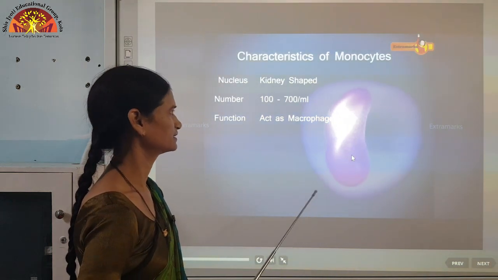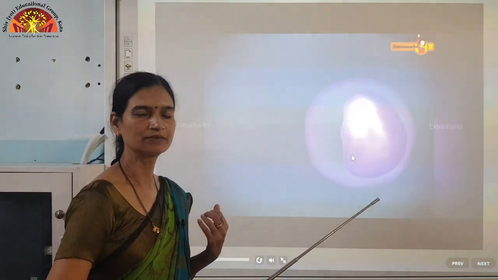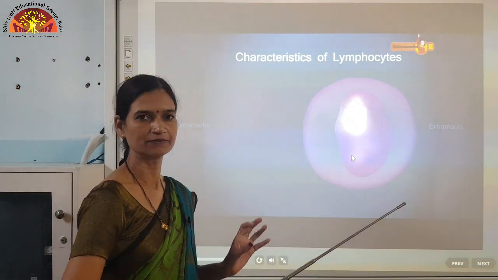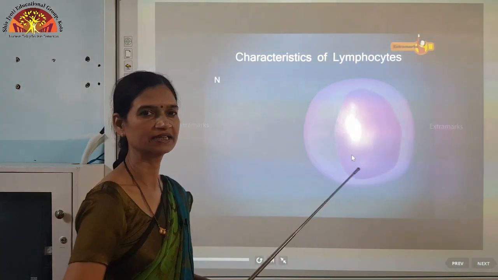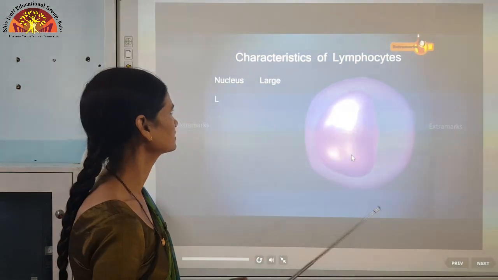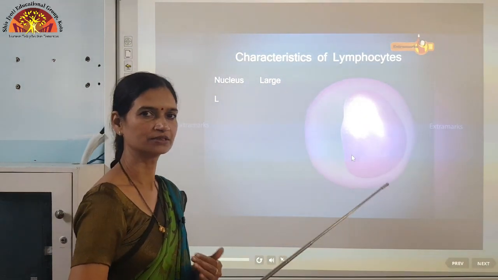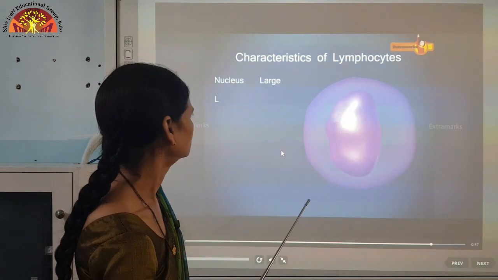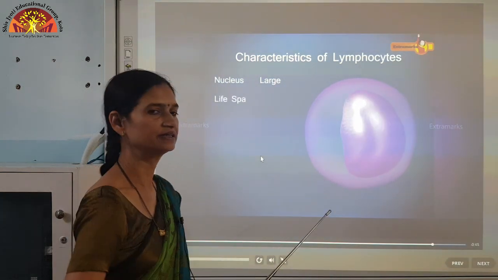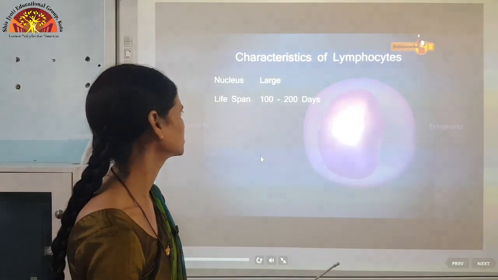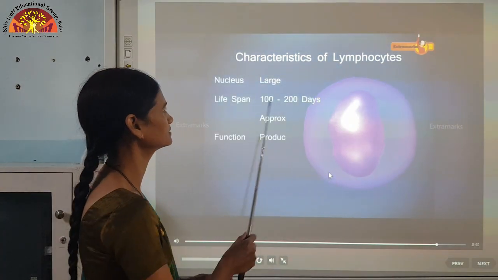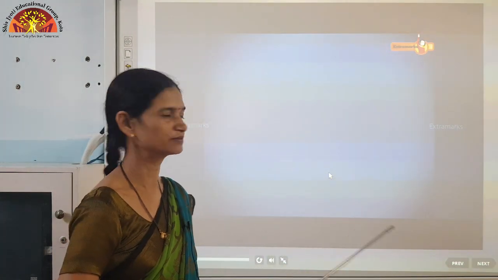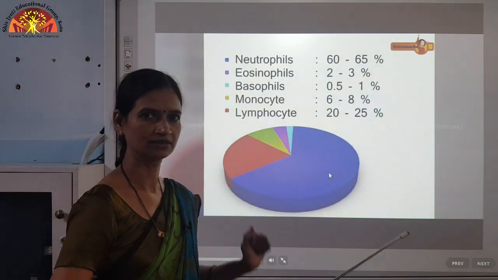Second is lymphocytes. तो lymphocytes की जब हम बात करेंगे तो lymphocytes are controlling our immune system. जो हमारे B and T lymphocytes होते हैं, they are of two types, B lymphocytes and T lymphocytes, and they control our immune system. हमारे immune system को strong बनाते हैं. Their nucleus is large and they help in killing the pathogens which are entering into our body. Their lifespan is about 100 to 200 days, and their function is production of antibodies. That means if any antigen enters तो वो antibody उसको kill करेगा.